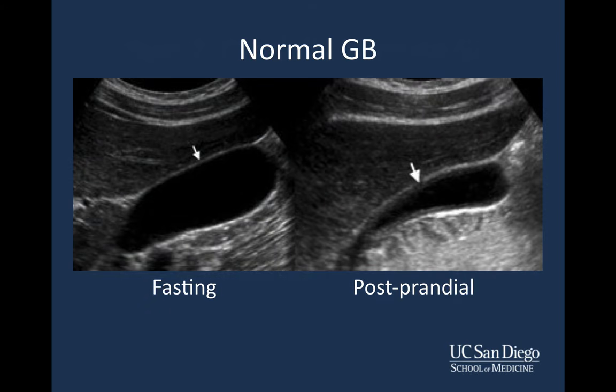Here's an example of a normal gallbladder. This is a normal gallbladder in the fasting state. So you can see this very nice thin wall. There's no fluid around it. There's no stones within the gallbladder. Based on this one limited image, everything appears to be within normal limits.